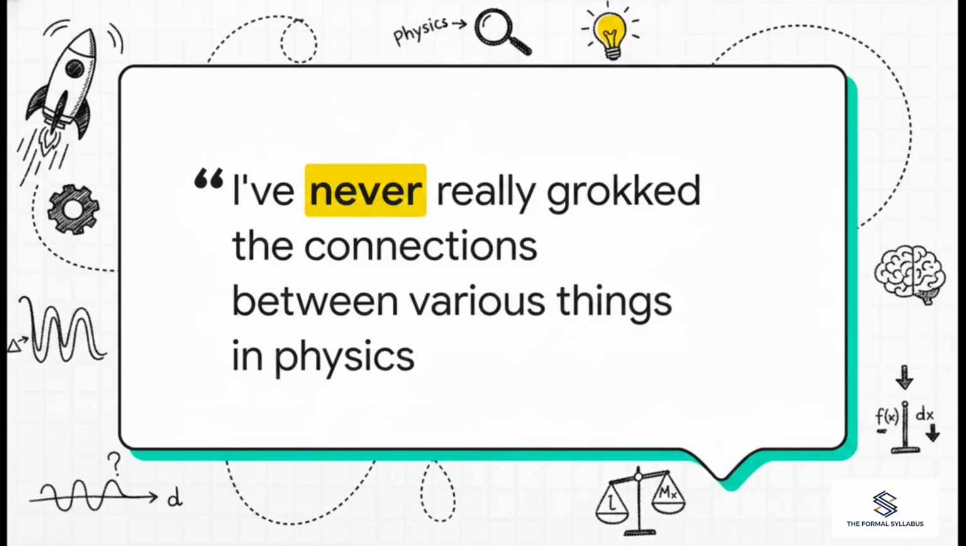Check out this quote from a 50-year-old math and computer science student on Reddit. They wrote, "I've never really grokked the connections between various things in physics and the calculus that corresponds to them. I always had a hard time translating." Man, that is an incredibly common pain point. So many students struggle to connect abstract equations to physical reality. If you've ever felt that way, you are definitely not alone.